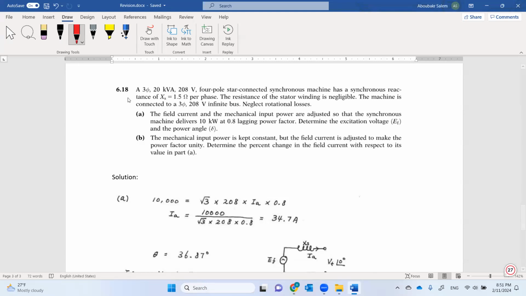So this is one problem, which is problem number 18. It's more or less the same idea as the problems we solved in our class. So let's see the problem together, guys. We have a three-phase 20 kVA, so this is S rated of our machine, 208 volt, so this is V line, V terminal line.